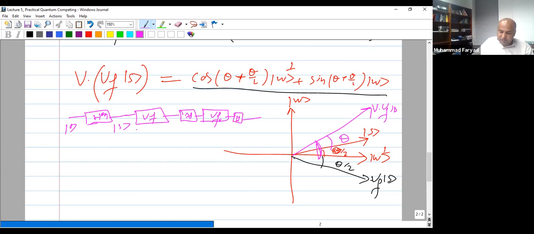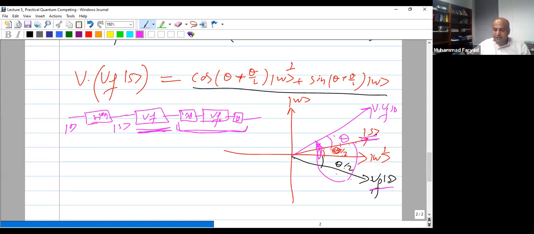So what this UF did was flip this state around W perpendicular, and what this V did was flip it around this S state. Because this is theta by 2, this is theta by 2, if you flip it around this S state, this angle is theta. So when you go back here, you go to angle theta with the S state.